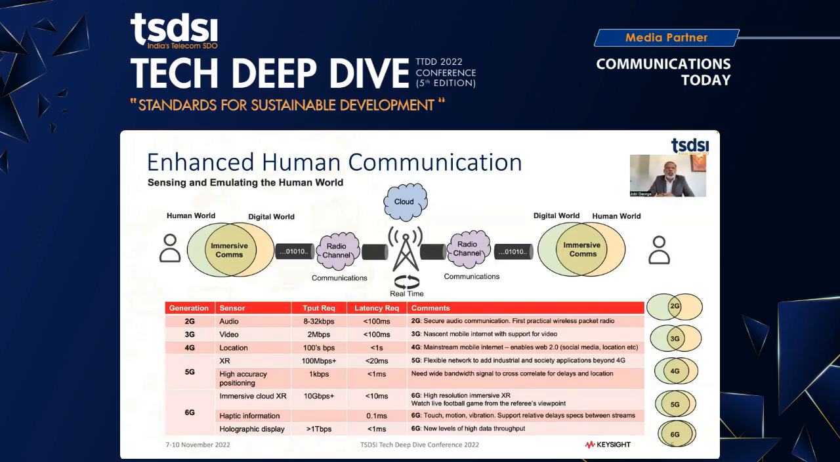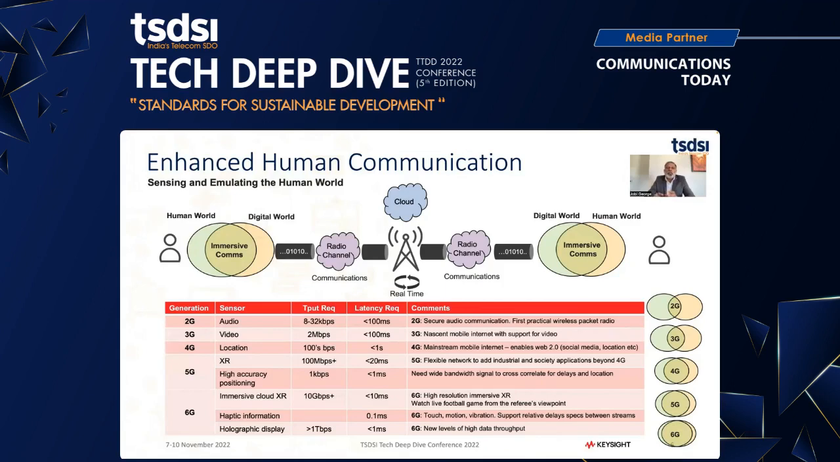You can see that audio was introduced in 2G communication, which required 8 to 32 kilobits per second speed. And in 3G, we moved to video. Further in 4G, we can see mainstream mobile internet and the enablement of Web 2.0, which helped social media, location, etc. In 5G, we are seeing XR, extended reality, and high accuracy positioning. Moving towards 6G, we will see immersive cloud extended reality.